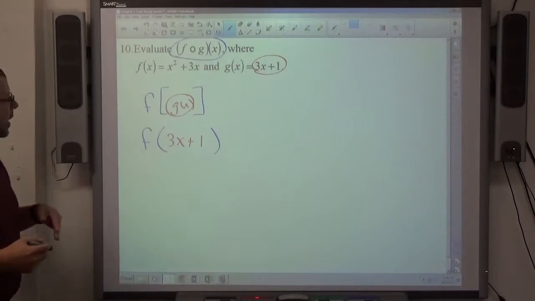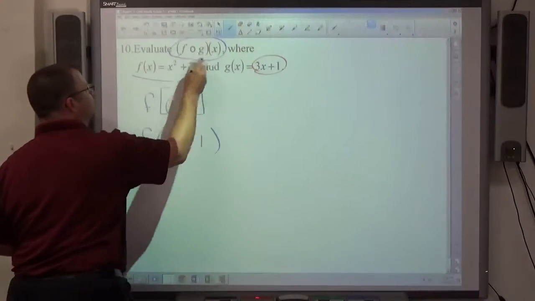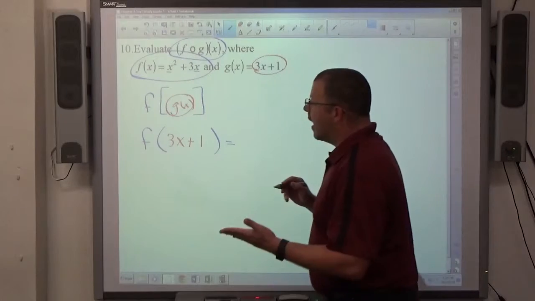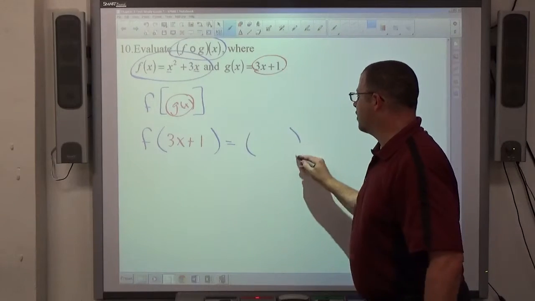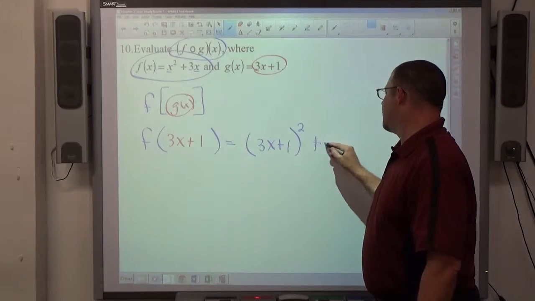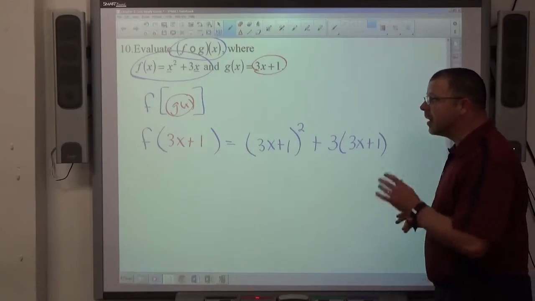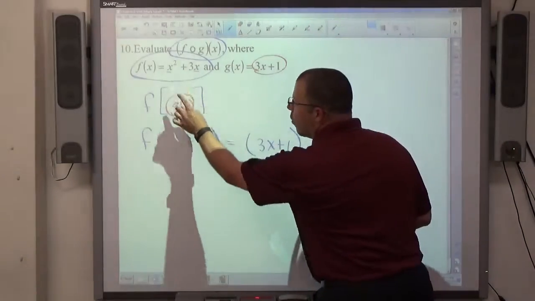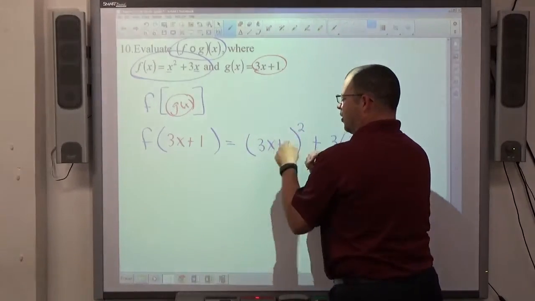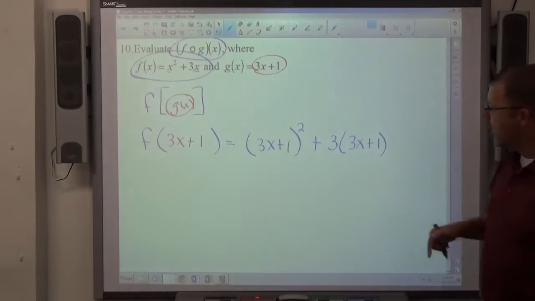And f of 3x plus 1 simply means to go up to f of x, right here, change both of the x's into 3x plus 1s. Okay? X is being squared, I'm going to change x to 3x plus 1, so 3x plus 1 is going to be squared. X is being multiplied by 3, so 3x plus 1 is going to be multiplied by 3. Again, cautiously substituting. One object is getting replaced with multiple objects. One object is going to be surrounded in parentheses when the multiple pieces get substituted in.